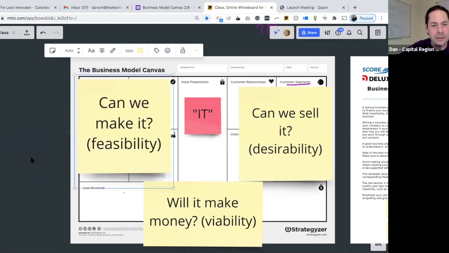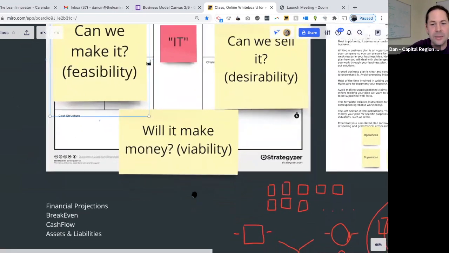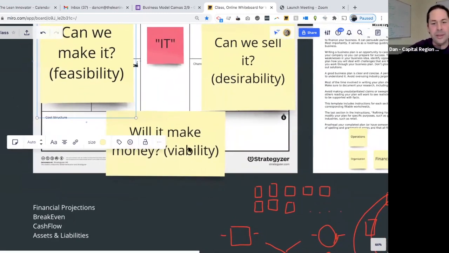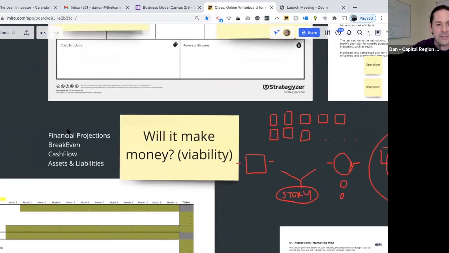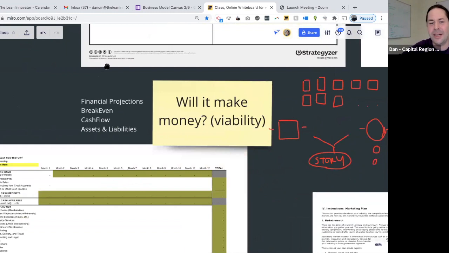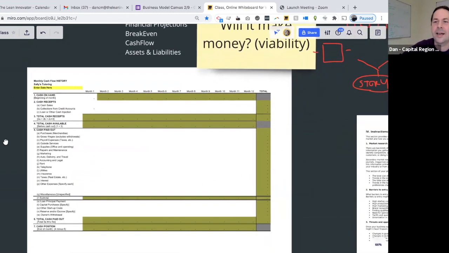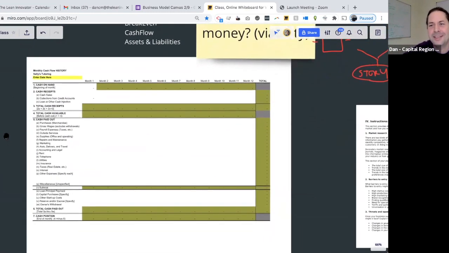Okay, so down here, let's look at this. Will it make money? We're gonna look at this viability thing. Now, if at some point you've ever seen these scary looking words, financial projections, break even, cash flow, assets and liabilities, like, I'm getting anxiety just thinking about it right now. Just kidding. I face my fears.